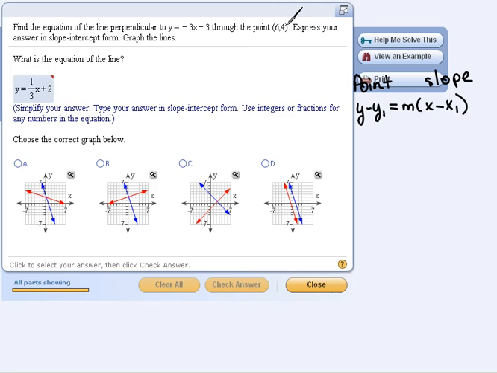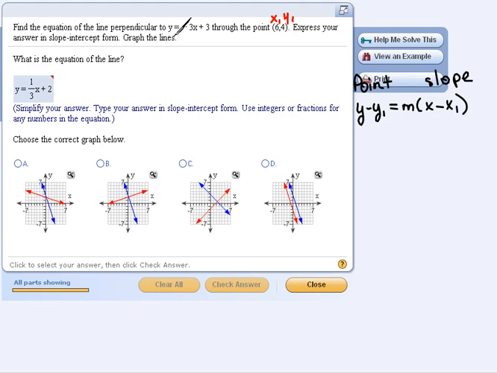Well, in this case, we have a point. So this is going to be our x1, y1. And you know what? I'm going to do that in a different color so that you can see that whenever we plug it in. I'm going to do that in red, x1, y1. But they didn't give us a slope.